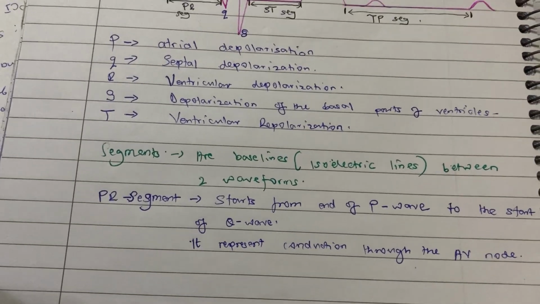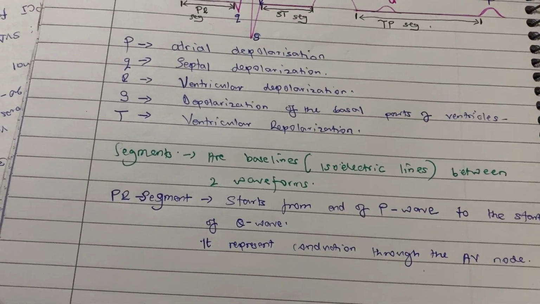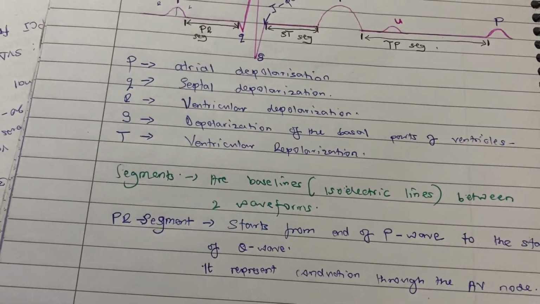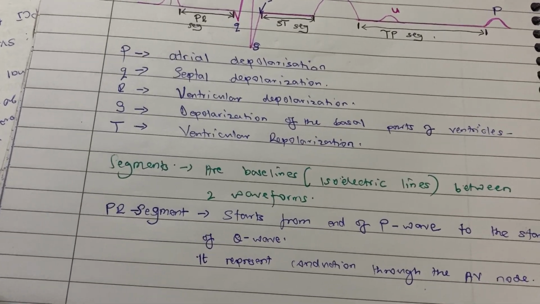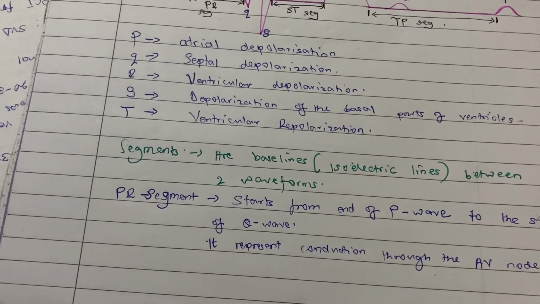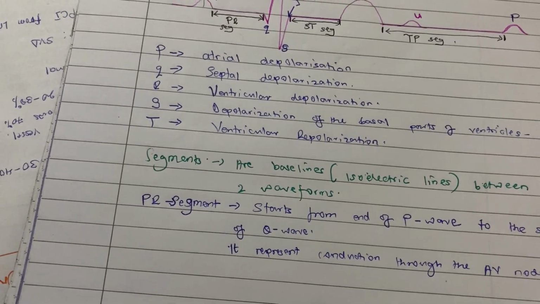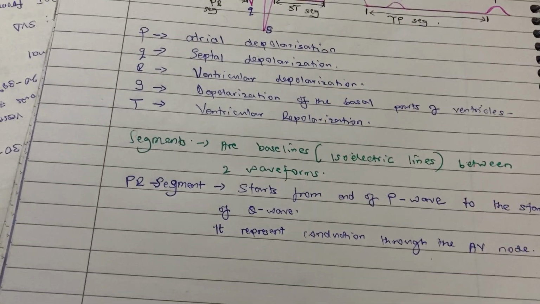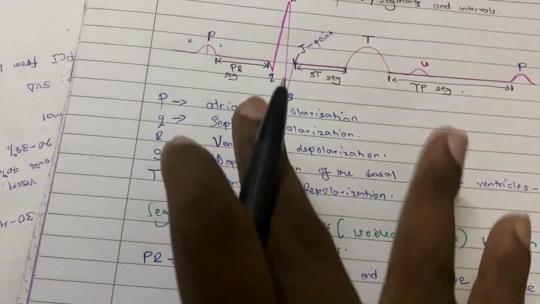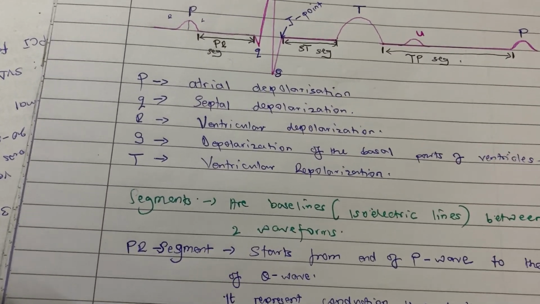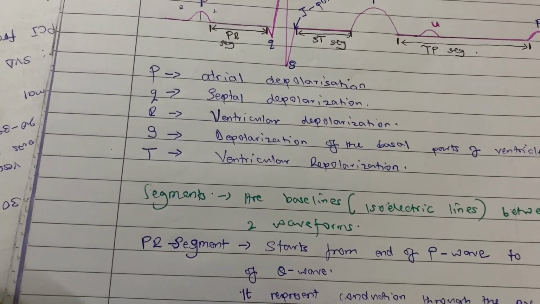That is it. PR segment is so important that if its duration is prolonged, we say blocks are there, heart blocks. Another one is ST segment.